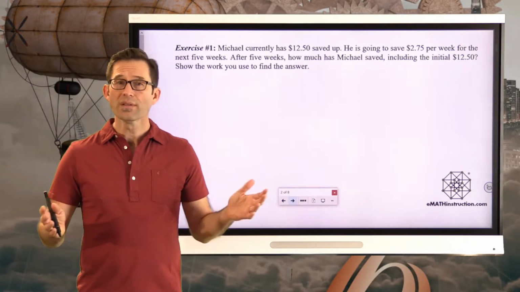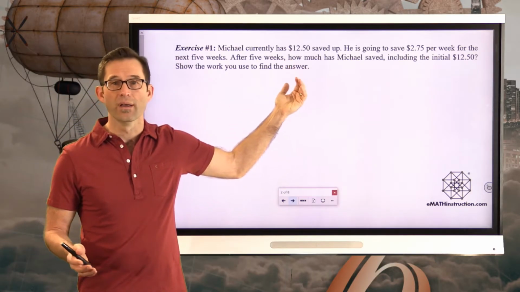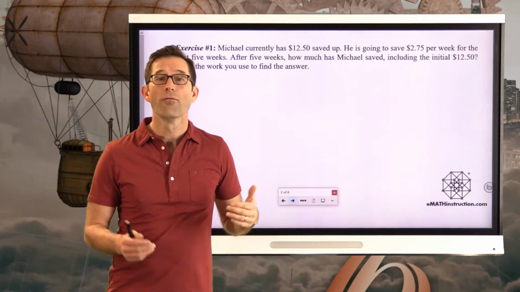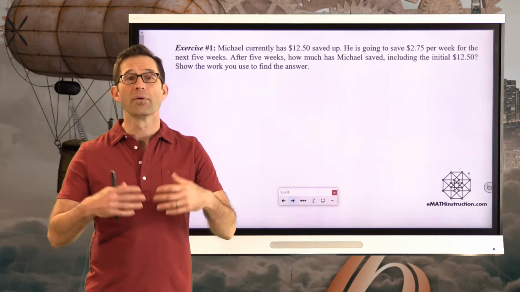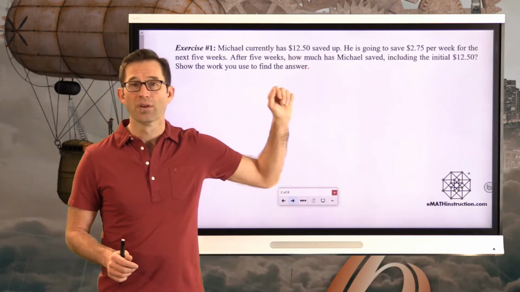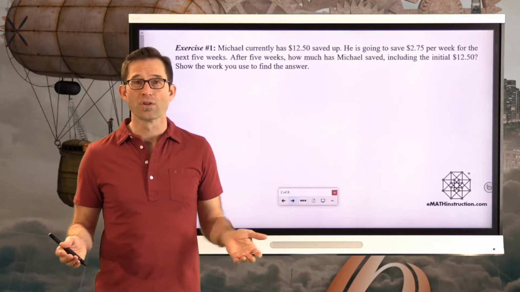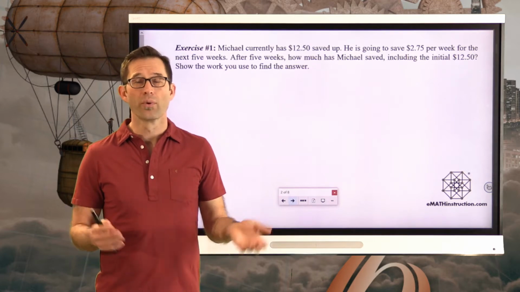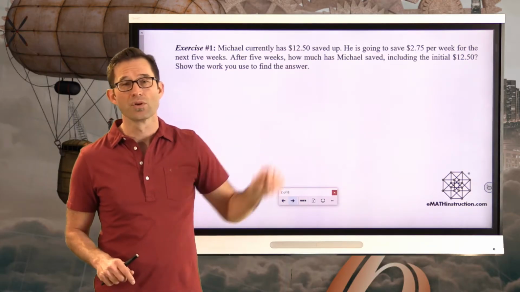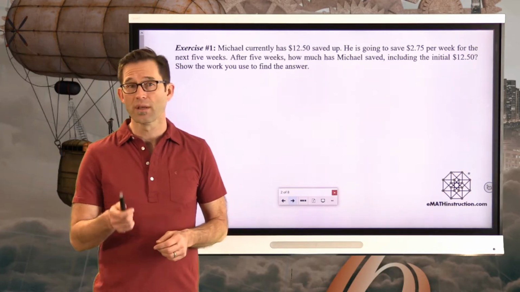Let's think about it just a little bit. Michael currently has $12.50 saved up. That just is what it is. The real key is that he's going to be saving up $2.75 per week for the next 5 weeks, and we want to figure out how much total he has saved. If we had said something like Michael has $10 saved up initially, and then he's saving $3 per week for 5 weeks, you might be able to do the calculation in your head. We'd do 3 times 5, get 15, add it to the original 10, and get 25 total dollars. What makes this problem a little more complicated, of course, is those decimals.